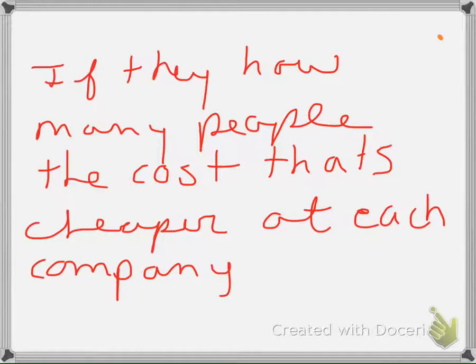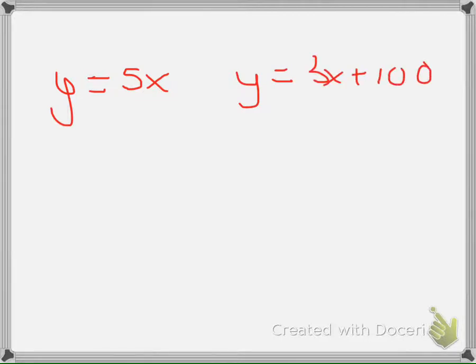Okay, and then there's one more thing that I'd like to show you, and I do want you to copy this down on your paper. I don't imagine you had this, but that's okay, I want you to write it down. Another way to do this is setting the two equations equal. So one equation was y equals 5x, and the other equation was y equals 3x plus 100. So since both equations are equal to y, you can write the two equations equal to each other. So you put 5x is equal to 3x plus 100.